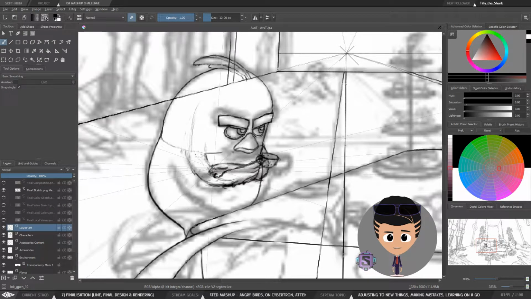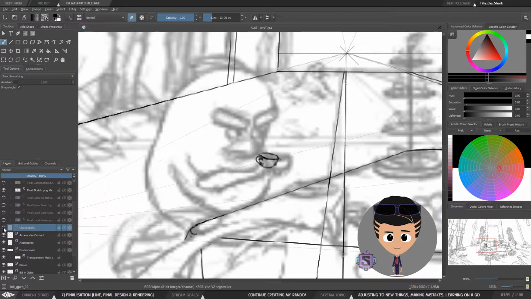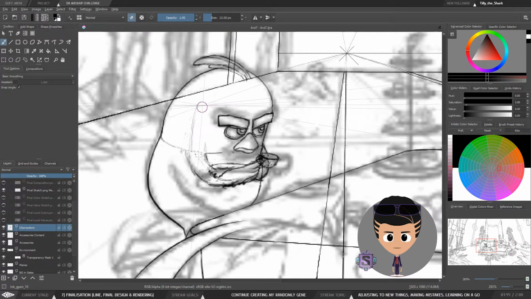I forgot that we actually used the white in here. Oh, come on. Okay, let's make them as one.